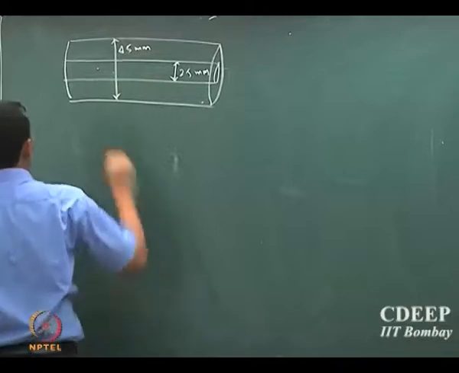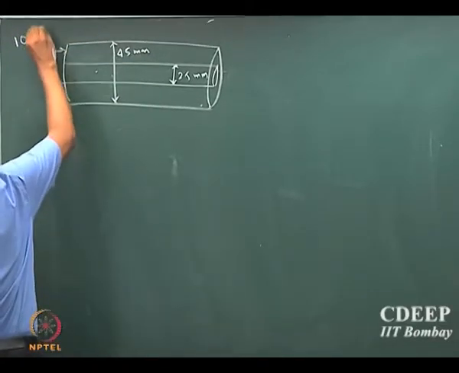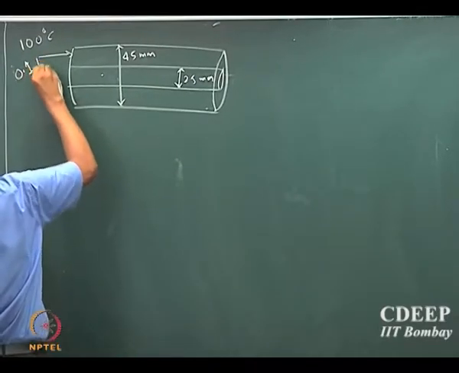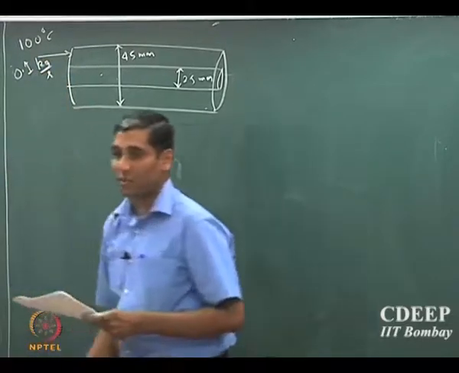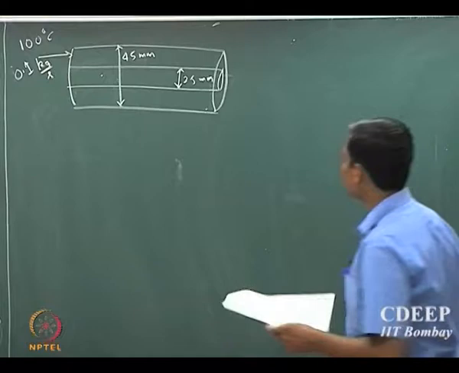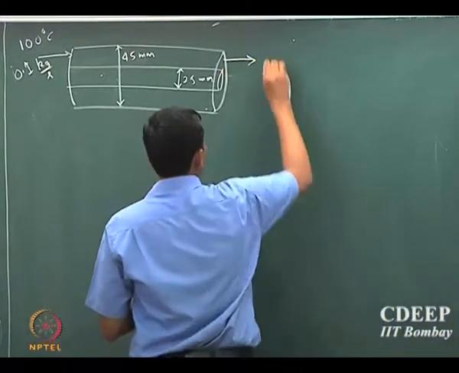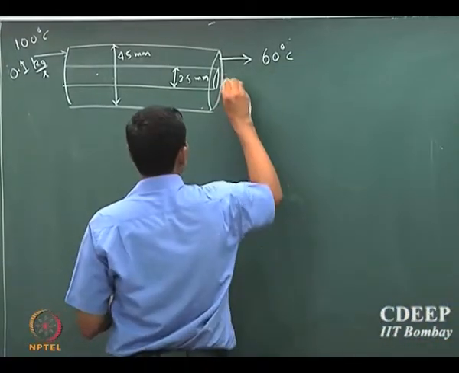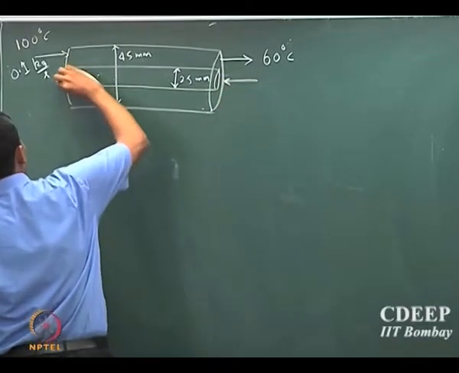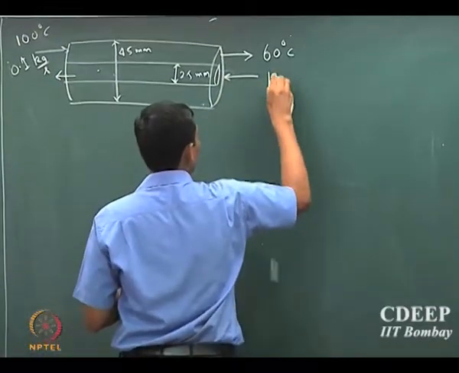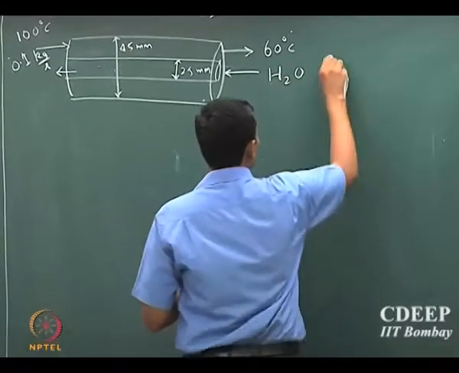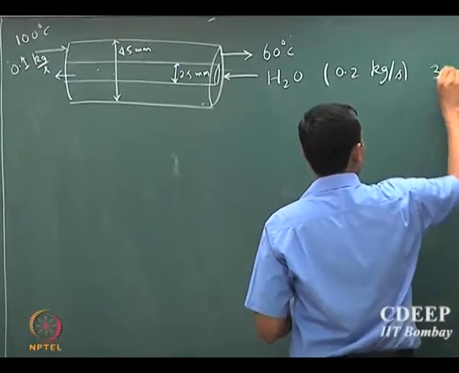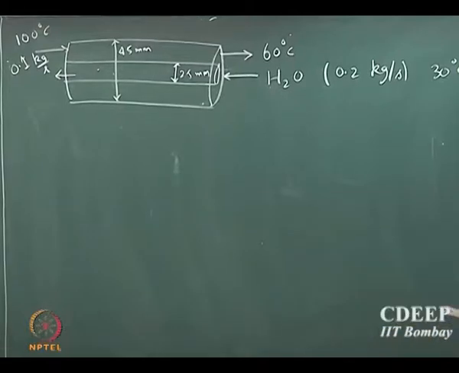millimeters, and you have oil which is flowing at 1.1 kgs per second at 100 degrees C in the outer chamber, and the oil leaves at 60 degrees C. So clearly that is the hot fluid, and we have cold fluid which is flowing through the inside of the tube, which is water, and it is flowing at 0.2 kgs per second mass flow rate at 30 degrees C. That is what is given to you, and some properties are given.